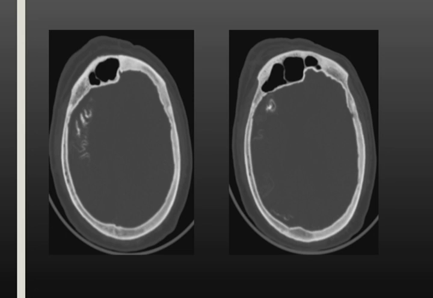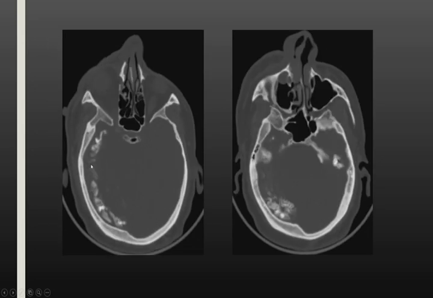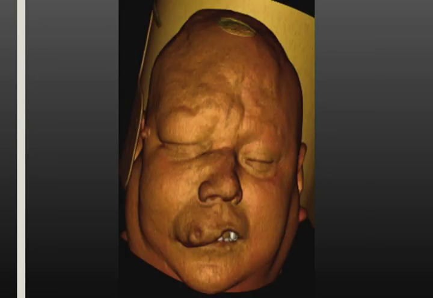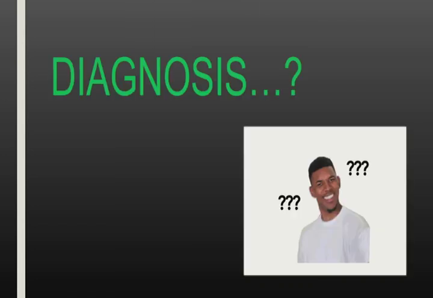Bone CT shows enlargement of the right frontal sinus and thin diploe. Okay, the same findings: cortical and subcortical calcification, thin diploe, and a polyp in the maxillary sinus. This is a volume rendering reconstruction that demonstrates a facial deformity. And with all these findings, what is the diagnosis?